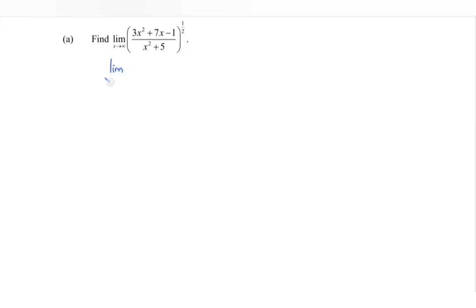So limit when x approaches infinity. Focus on the inner function and factor out the x squared. Here we have (3 plus 7 over x minus 1 over x squared) over x squared bracket (1 plus 5 over x squared), bracket, to the power of 1 over 2. Then simplify the inner function.